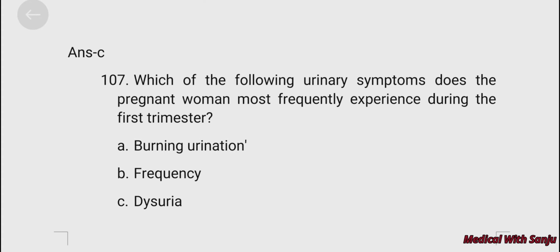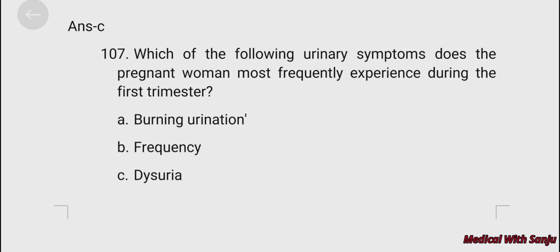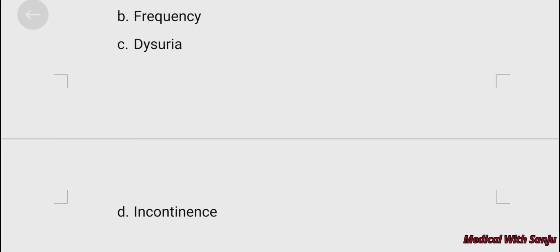Question number 107. Which of the following urinary symptoms does the pregnant woman most frequently experience during the first trimester? Option A, burning urination. Option B, frequency. Option C, dysuria. And option D, incontinence.